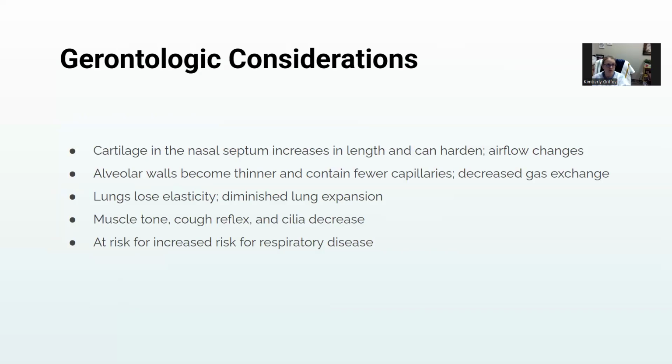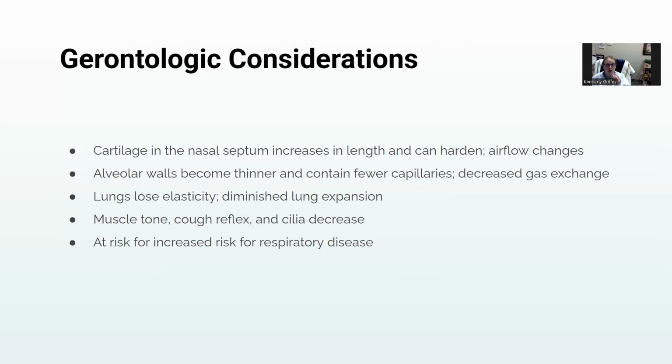And then there are some gerontologic considerations. So they're older adults. Cartilage in the nasal septum increases in length and can harden. So as we get older, things lose elasticity. So your cartilage in your nose will start to lengthen. That's why when we get older, our nose grows. And that cartilage can harden and that can change the way air flows.